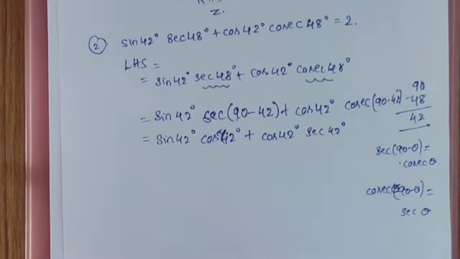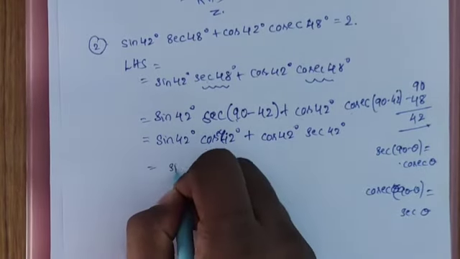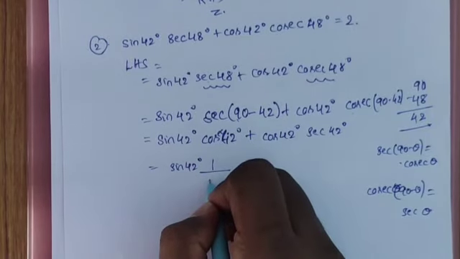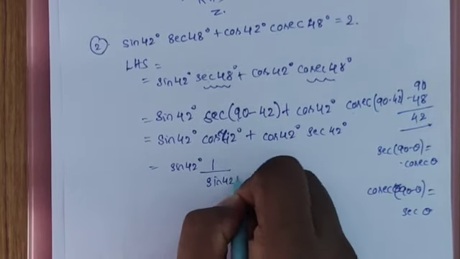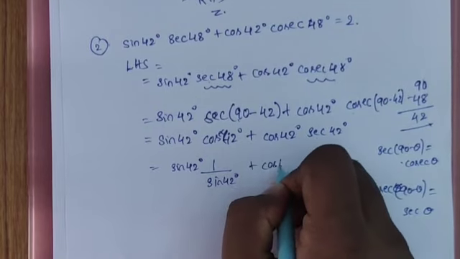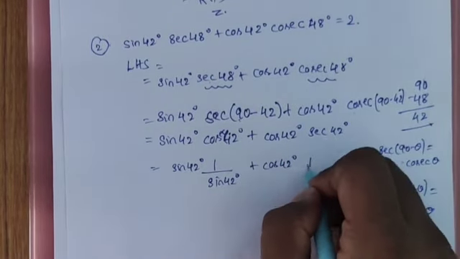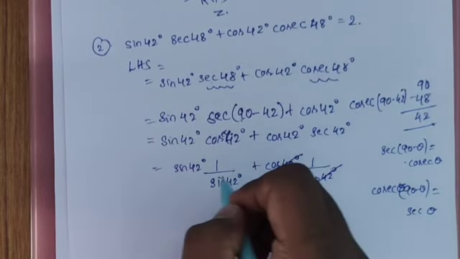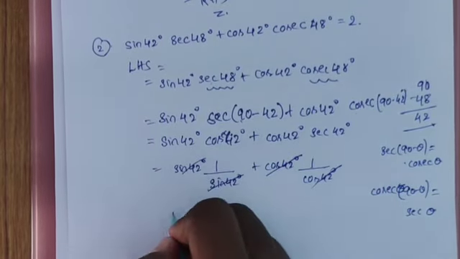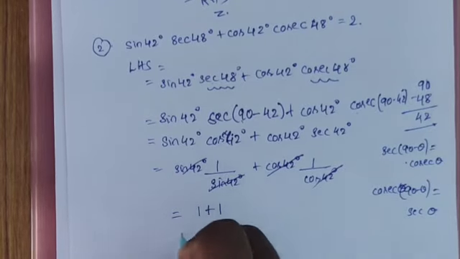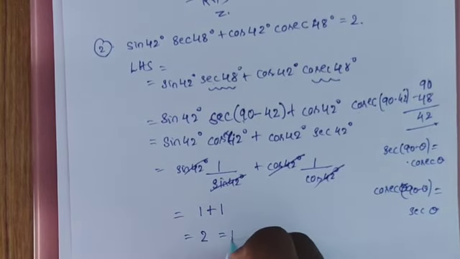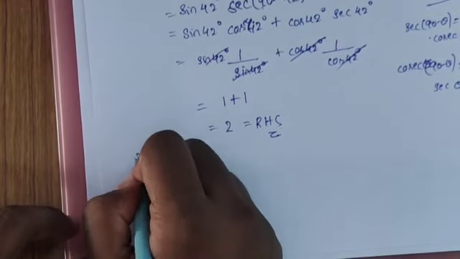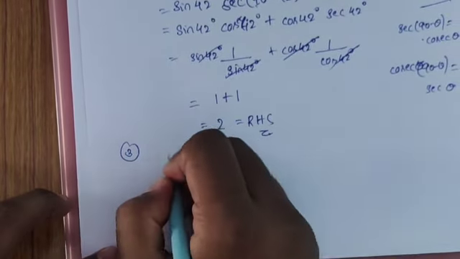Got it? So what you can change here, sin 42 degree as it is. Cosecant can be changed as 1 dividing by sin of 42 degree plus cos 42 degree as it is. Secant can be changed as 1 dividing by cos of 42 degree. So cos 42 degree and sin 42 degree get cancelled. The remaining thing is 1 plus 1. So 1 plus 1 is 2. That is your RHS.